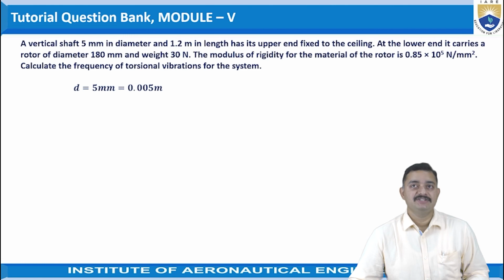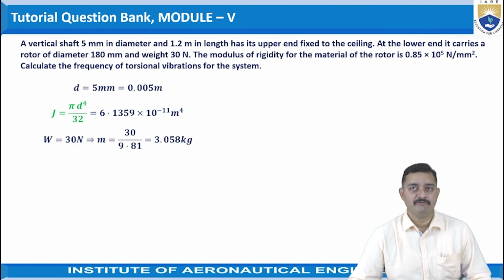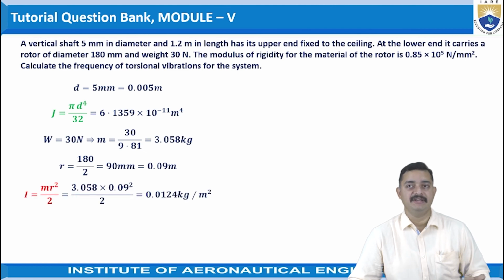Given d = 5 millimeters, that is 0.005 meters. The polar moment of inertia J = pi d power 4 by 32 = 6.1359 into 10 power minus 11 meter power 4. W = 30 newtons, so the mass is 30 by 9.81 = 3.058 kg. The radius R = 180 by 2 = 90 millimeters, that is 0.09 meters.